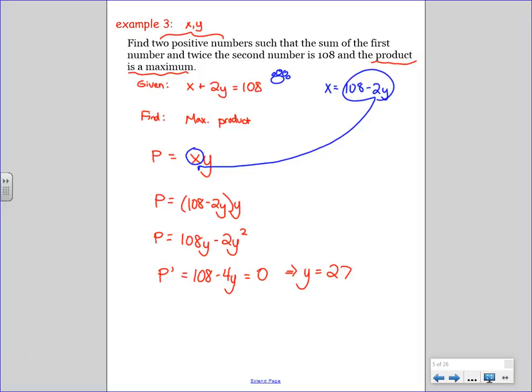Oh, stink, endpoints. Brandon was talking about that a second ago. He was like, oh, two positive numbers, what's the lowest y can go?